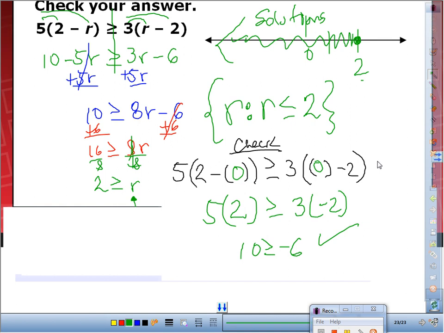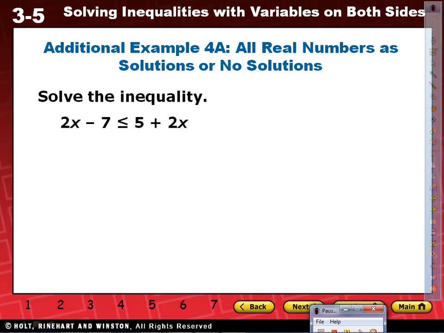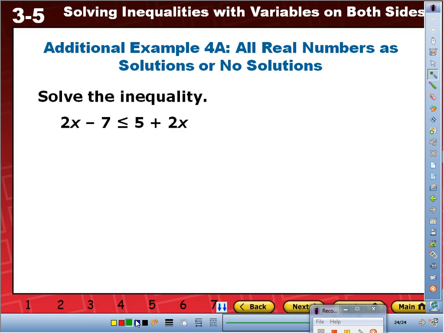But where I want to go is to this. Copy this next one down. Example 4A. It says, solve the inequality 2x minus 7 less than or equal to 5 plus 2x. Just copy it, because I want you guys to understand what I'm going to show you. Pens down, please. I'll have you copy the rest in a little bit. Here it goes.